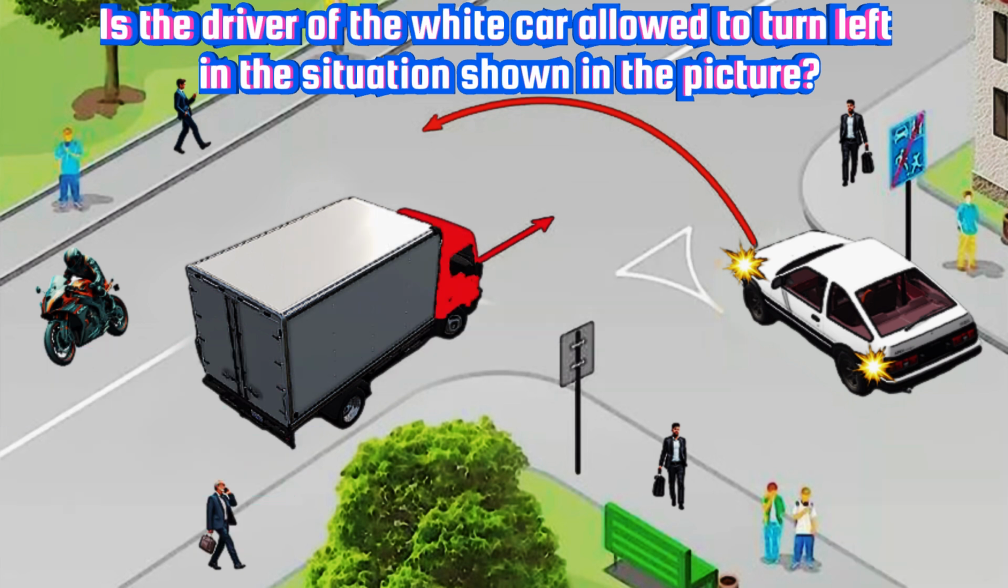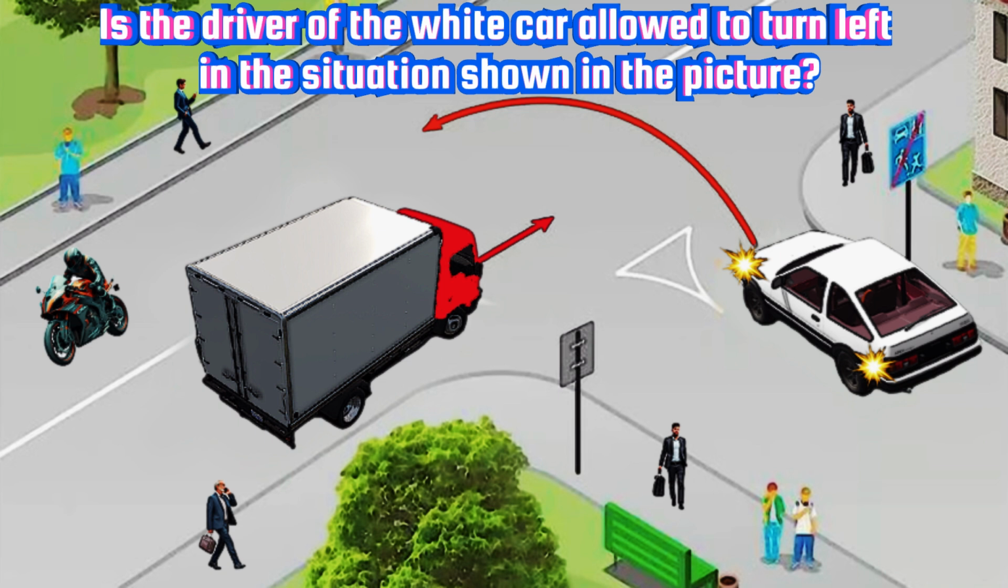Task analysis. On this section of the road, the driver of the red car intends to turn left. There are road markings at the exit. This is a traffic island that separates traffic flows in opposite directions. Such islands should be passed on the right side, but turning left in the situation shown is not prohibited.